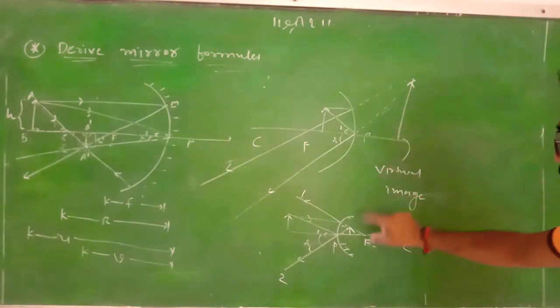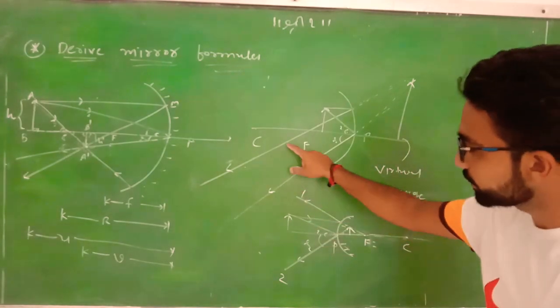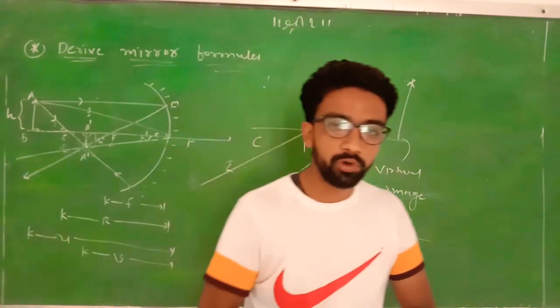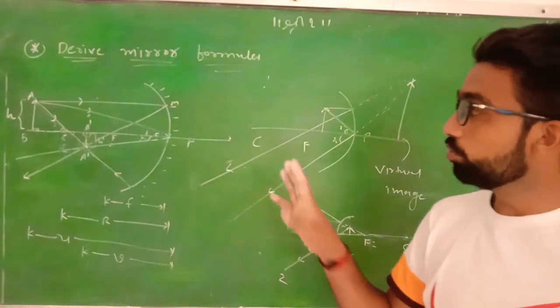So this one is a virtual image. You do not get an actual intersection, but you have to extend the rays in the back side. This topic is most important. You should revise it two or three times.